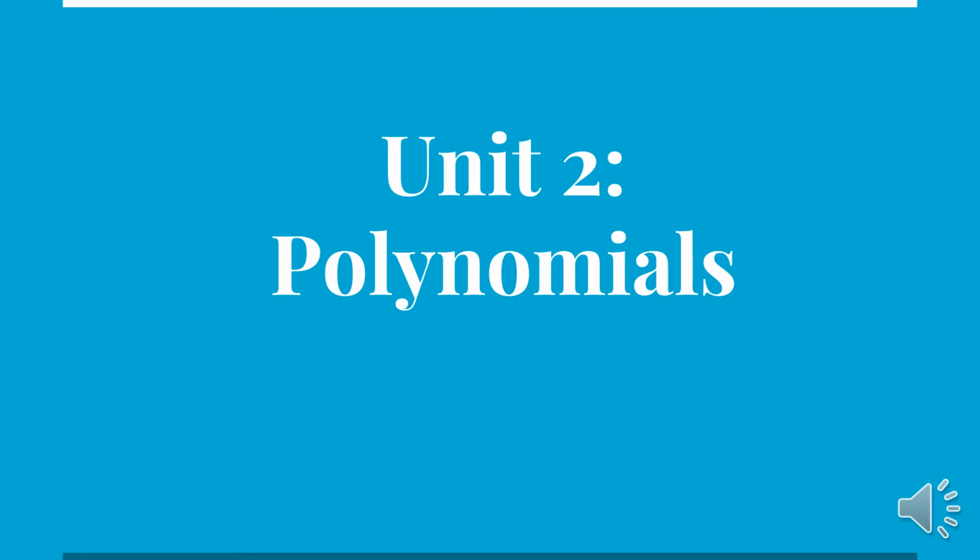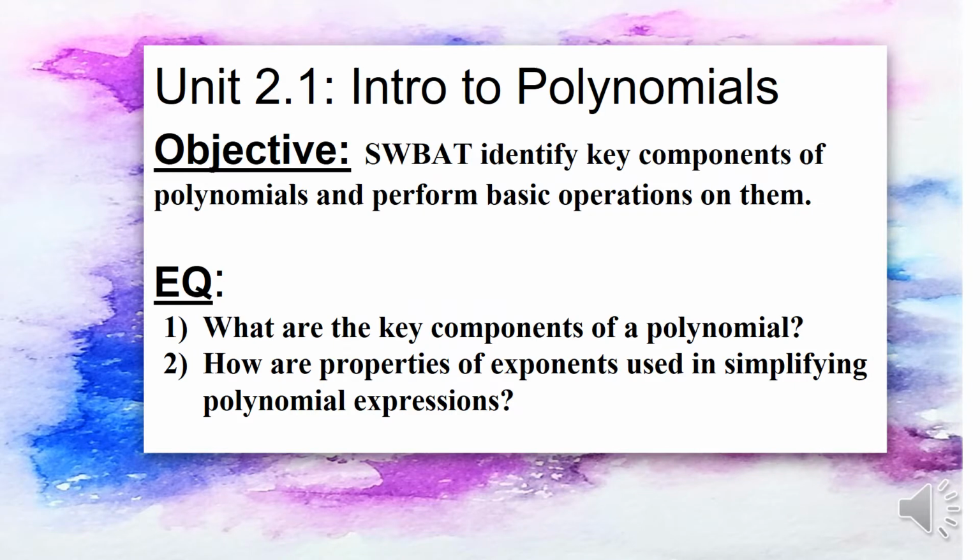So this is Unit 2 on polynomials. In 2.1, students will be able to identify key components of polynomials and perform basic operations on them. So our essential questions for this subunit are: what are the key components of a polynomial, and how are the properties of exponents used in simplifying polynomial expressions?